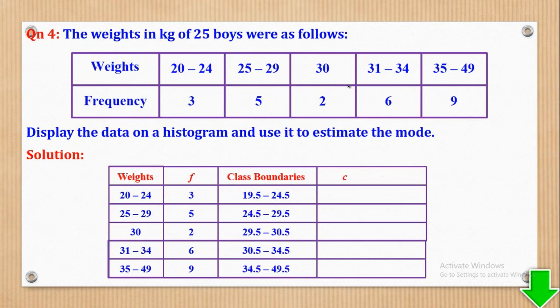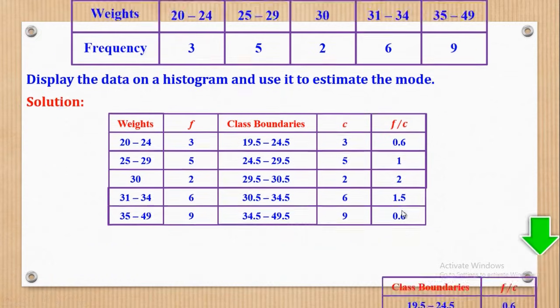Then next we have to get the frequency density, but for you to get it you need the class width. So these will be the class widths. Now you have frequency and class width, so you can get frequency density. Okay. After that, next will be to draw a histogram. So you have extracted out the class boundaries and frequency density because that's what we need to draw the histogram.